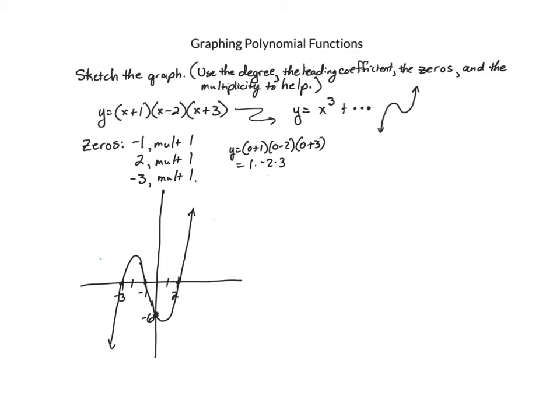Notice I have a smooth, continuous curve. I didn't have to pick up my pencil anywhere to draw it. I should be able to draw it without picking up my pencil because it's continuous. It's also smooth. There aren't any sharp turns. Sometimes I see graphs that look like this. If you find that you have a sharp turn, it is not the graph of a polynomial function. So let me erase that.